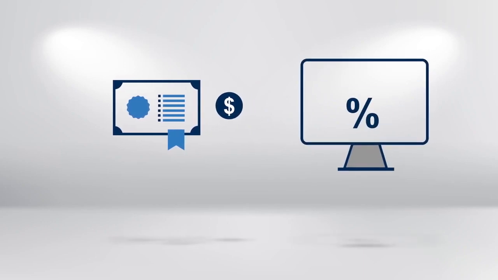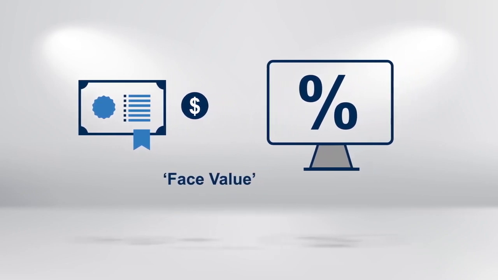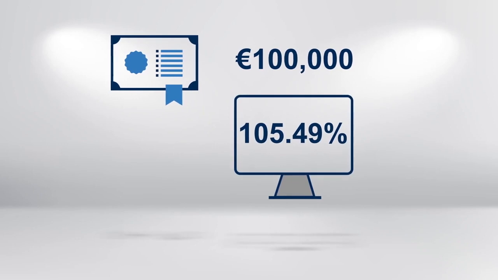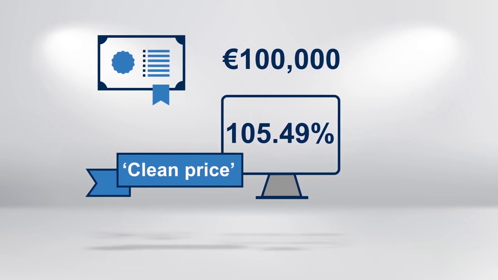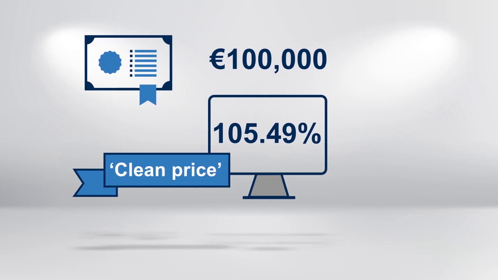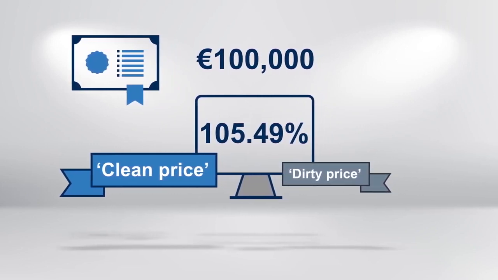The bond price you see on a trading screen is a percentage price. It's applied as a percentage of the face value of the bond. Let's look at some examples to illustrate this calculation. You buy a bond with a face value of €100,000. The offer price quoted in the market is 105.49. This is known as the clean price of the bond. All buy and sell trades are based on a bid-offer clean price. There's also a dirty price for a bond that we will explain later in this tutorial.